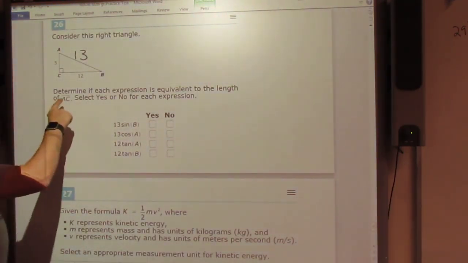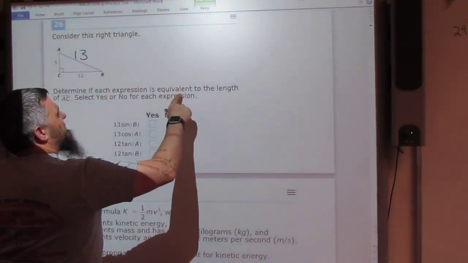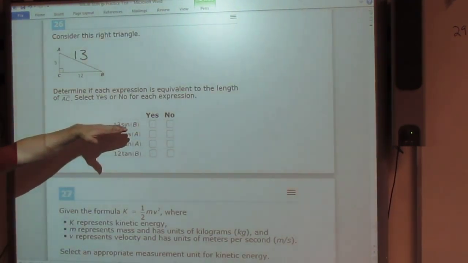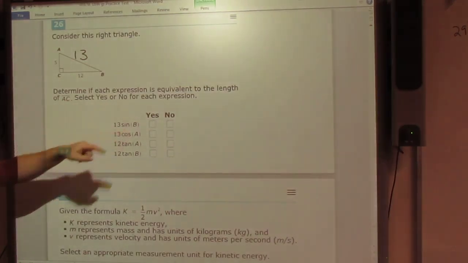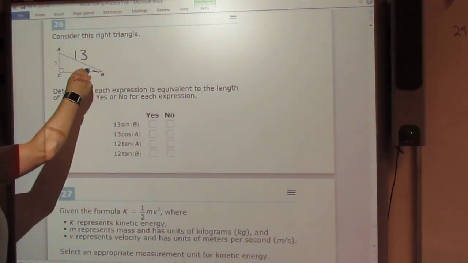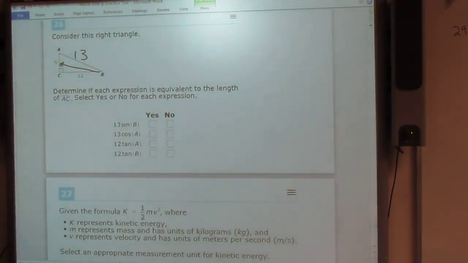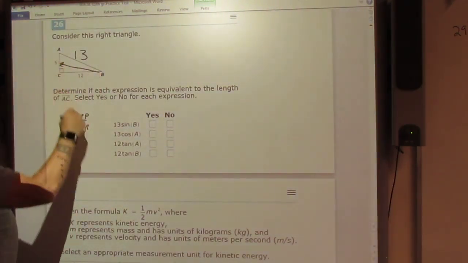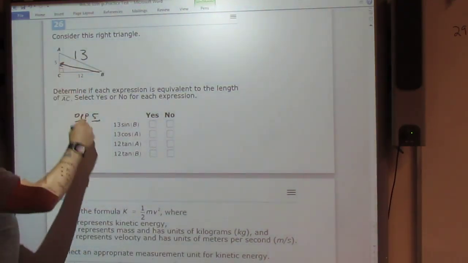And that is, determine if each of these expressions is equivalent to the length of AC. So I need to know what is the length of AC, right? Well, let's think about this. If we're talking about sine, and we're talking about B, we're talking about opposite over hypotenuse, right? So that would be 5 over 13, right?